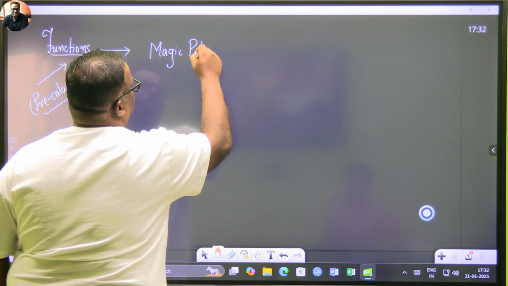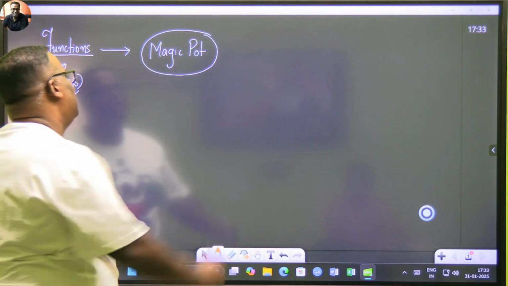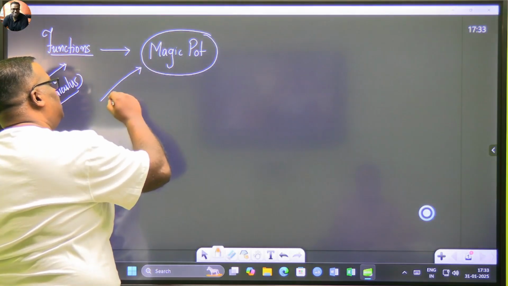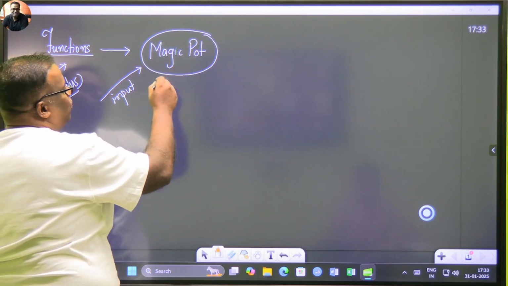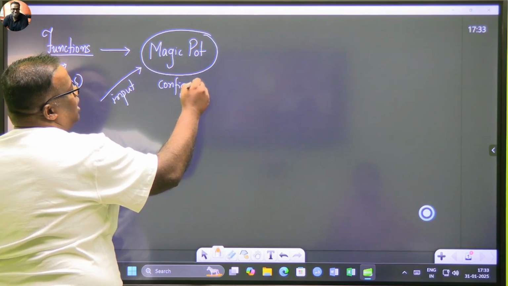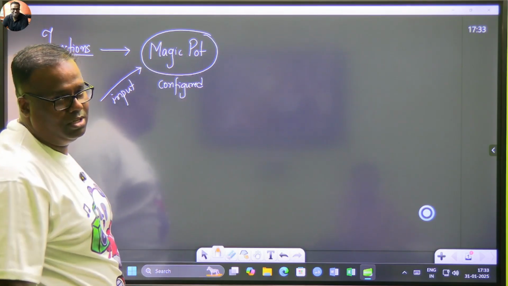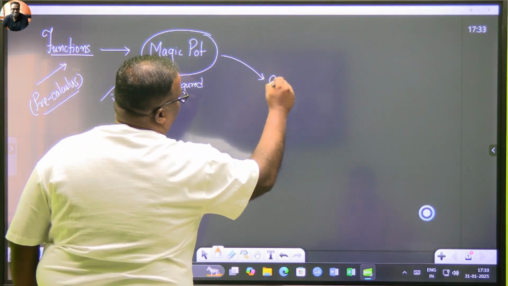A function is something like a magic pot. A magic pot, okay, where you will give some sort of an input. Based on the way you have configured this magic pot, it's like an AI made cooking vessel, you're going to get your outputs.